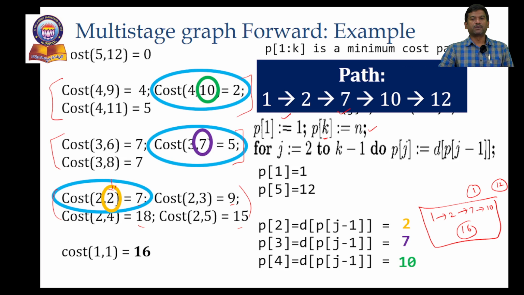That is P of 1 equal to 1, P of 2 equal to 2, P of 3 equal to 7, P of 4 equal to 10, and P of 5 is equal to 12. That is, start from your source vertex 1 and then reach vertex 2, and from vertex 2 to vertex 7, and from vertex 7 to 10, as well as 12. And the total cost will be equal to 16. This is how we can solve the multi-stage graph problem using the forward approach.